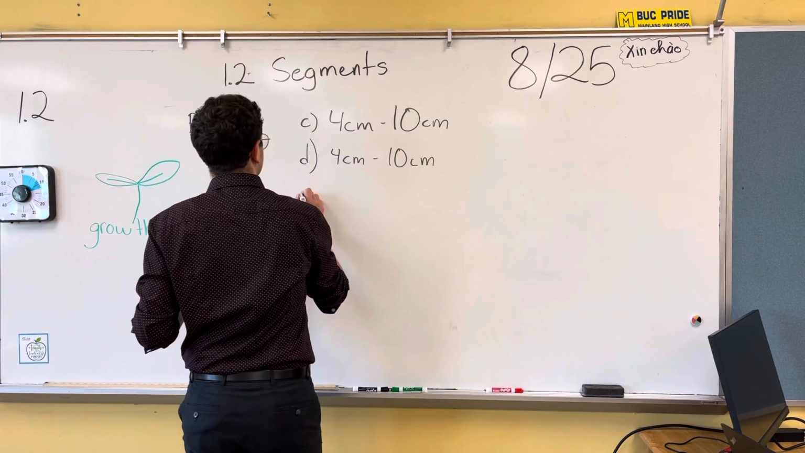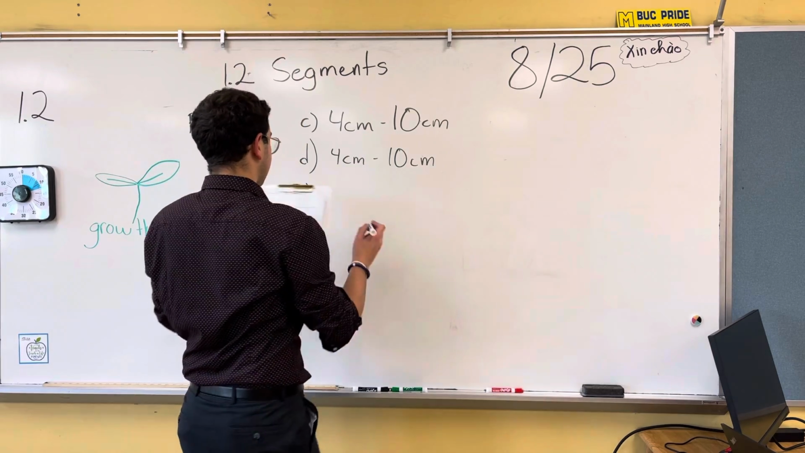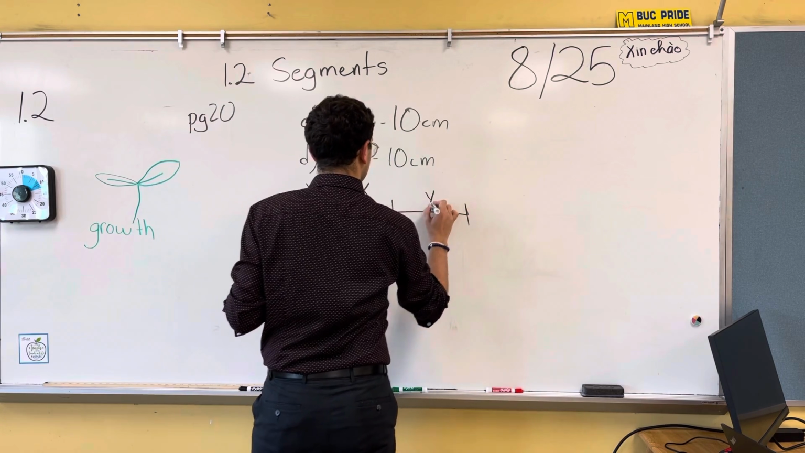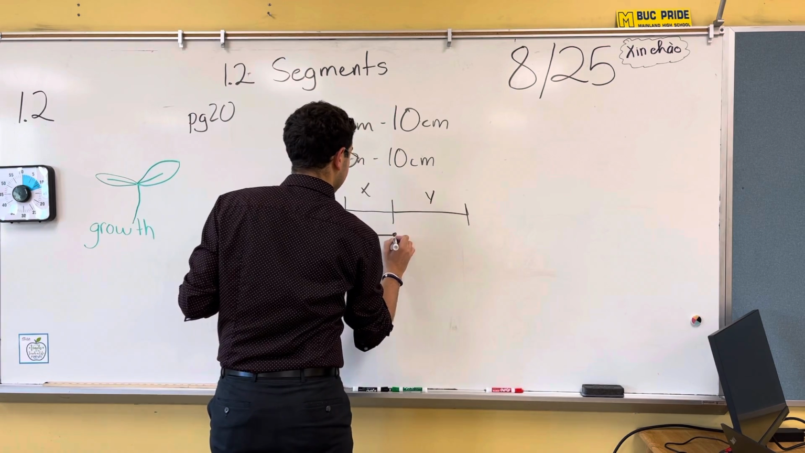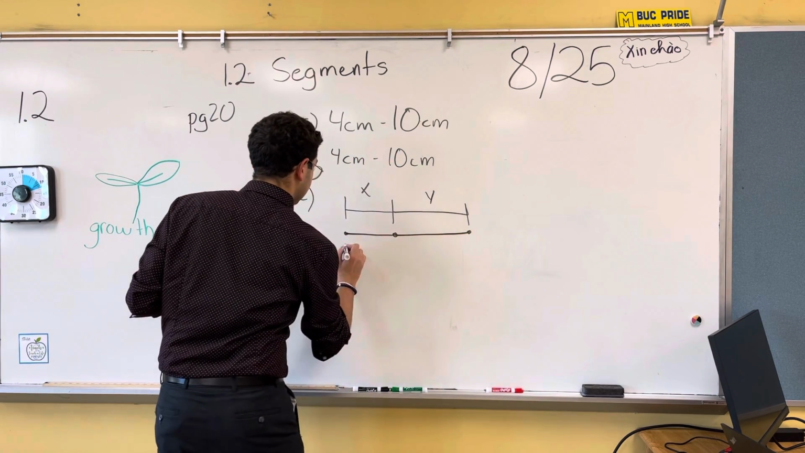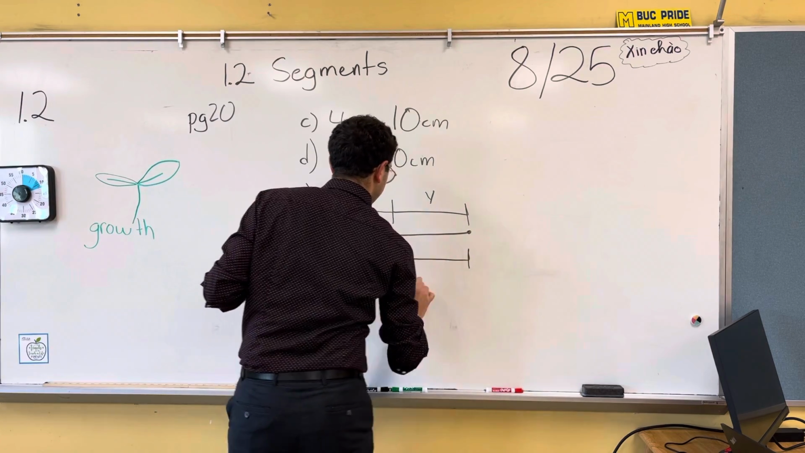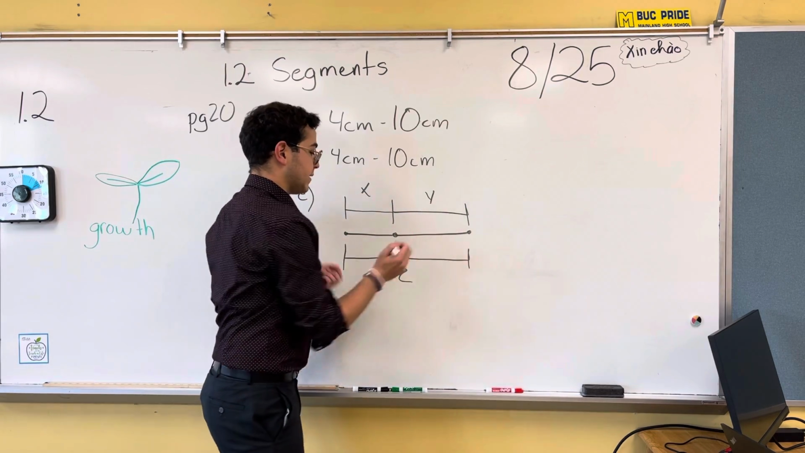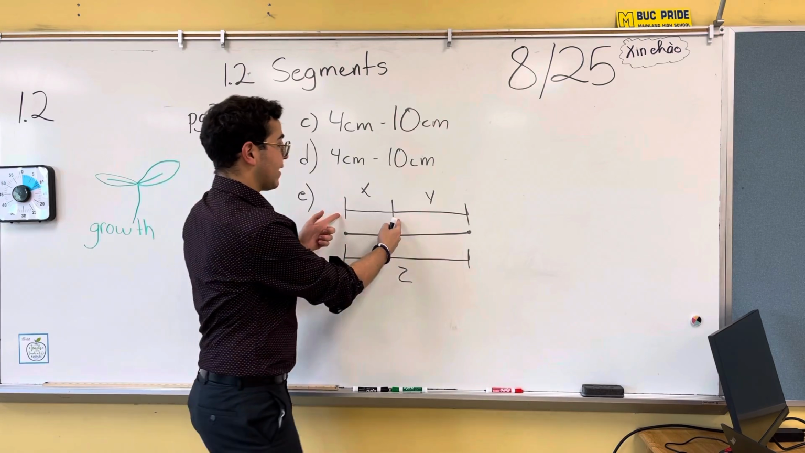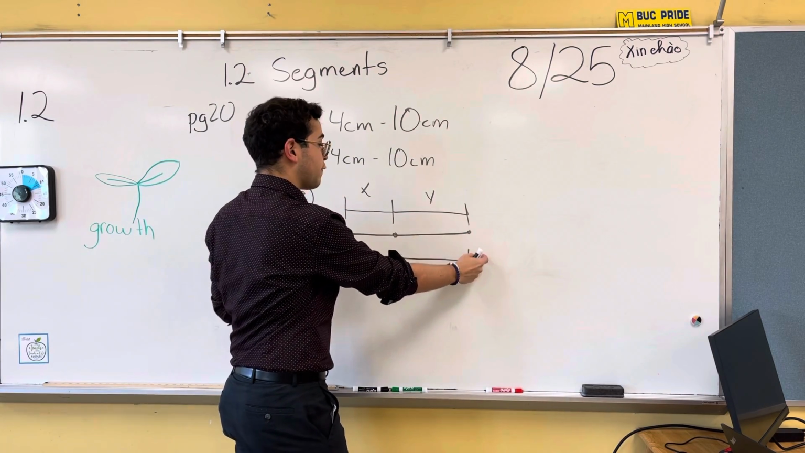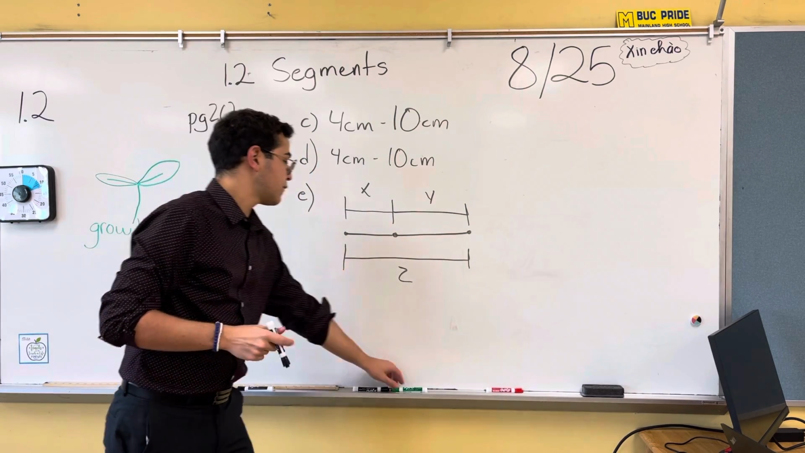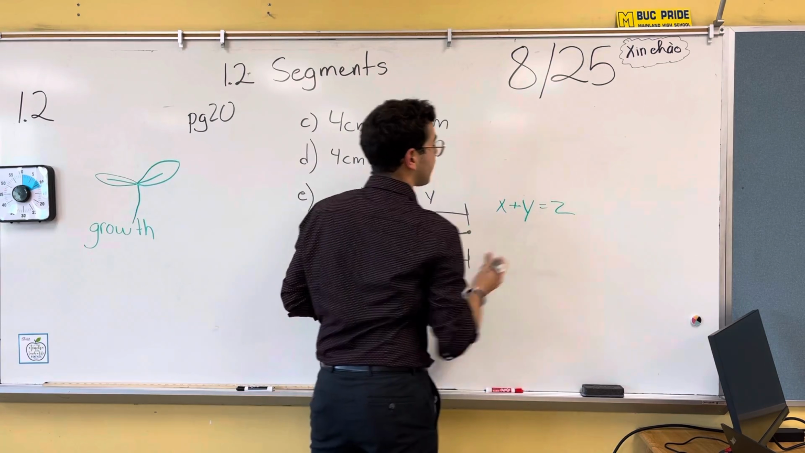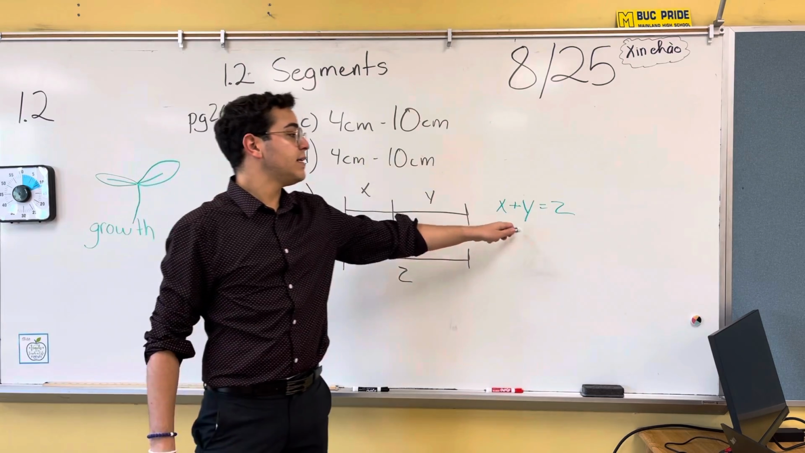Now we're gonna go on to part E. What's interesting about part E is that there's an X, there's a Y, and then there is a Z. The most important thing to note here is that X and Y add up to form Z. Again, the X and the Y total the whole length of Z. So we can write that as the formula X plus Y equals Z. I don't want to get too abstract, but we need to be here.